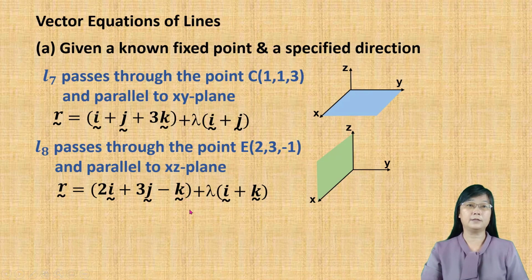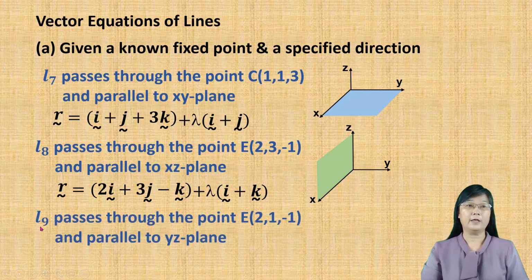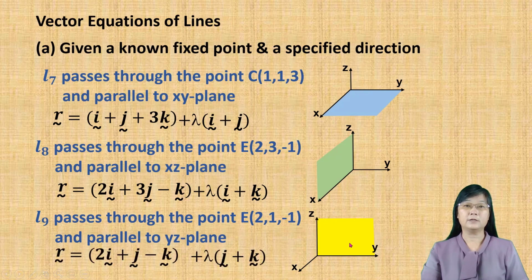Then as for line L9, L9 passes through the point E and is parallel to the yz plane. For the yz plane, the value of x is always equal to 0. So the direction for the yz plane is j plus k. When we substitute the direction and the position vector of the point, this is the vector equation of the line.